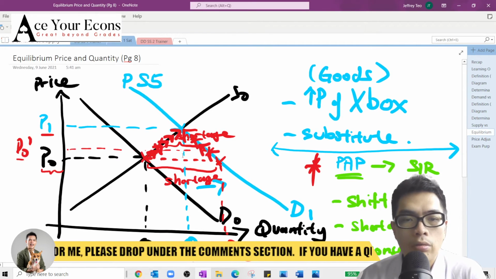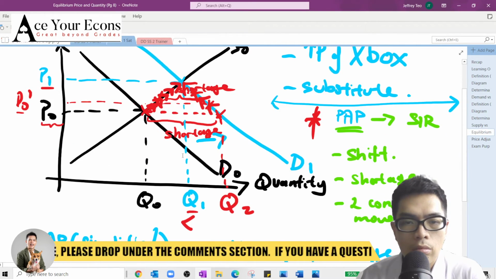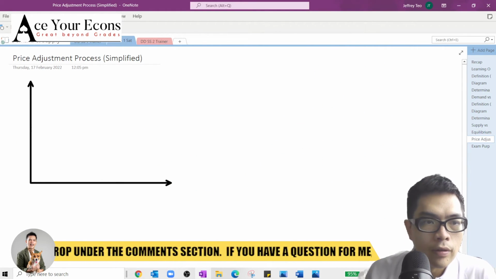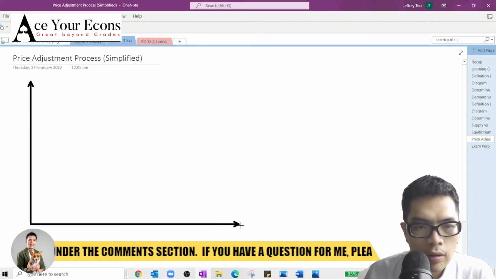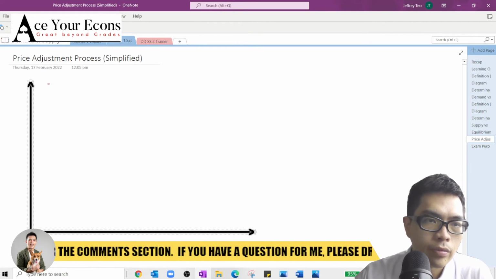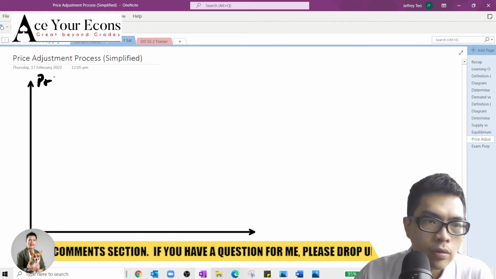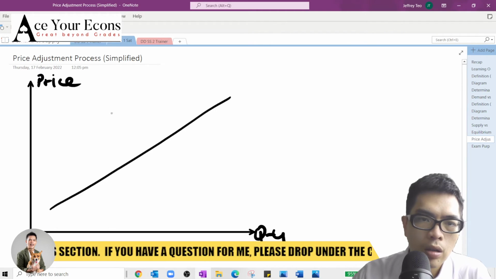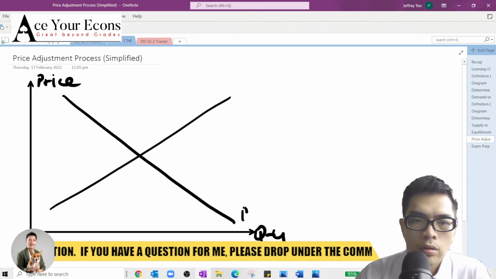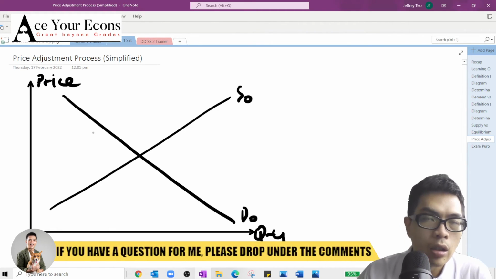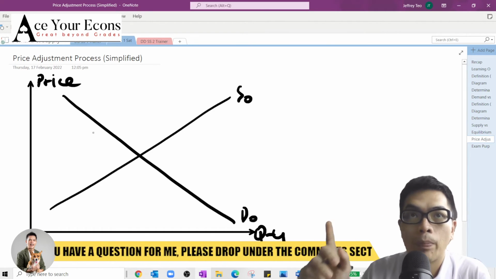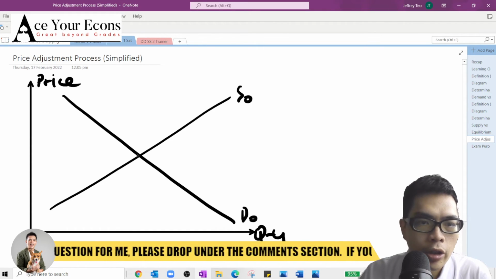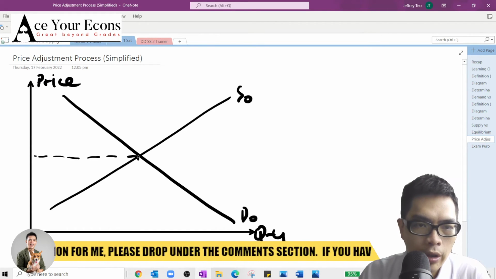So far so good. I'm going to go through another illustration. You can join me in this activity. Make sure you label correctly. Downward sloping is demand, upward sloping is supply. Don't blindly memorize. Show the equilibrium price and quantity.